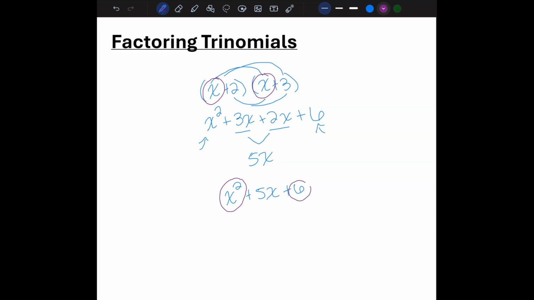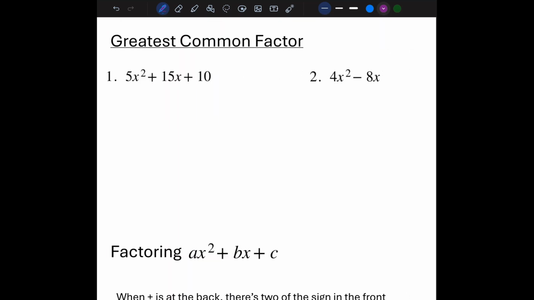The back number also comes from the back numbers being multiplied. So 2 times 3 is 6, and that makes my back number. The middle is made up of the outside two numbers and the inside two numbers. So these two numbers have to multiply to make this 6, but they also have to add together to make the middle number. So when we factor, the first thing we always want to look for is a greatest common factor. That should always be the first question we ask ourselves.